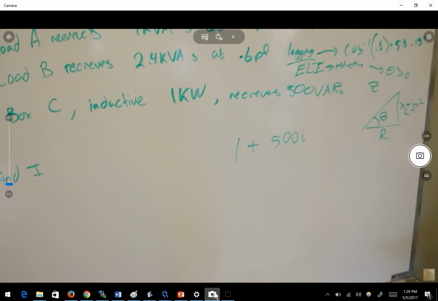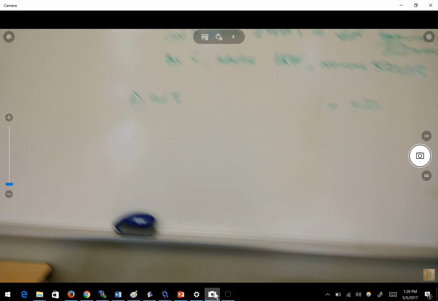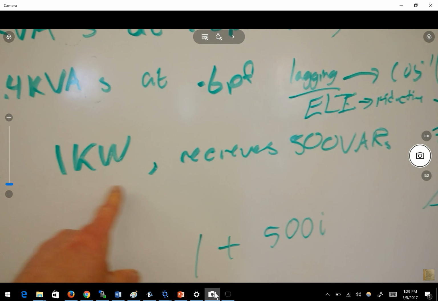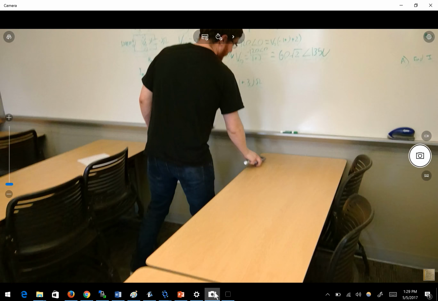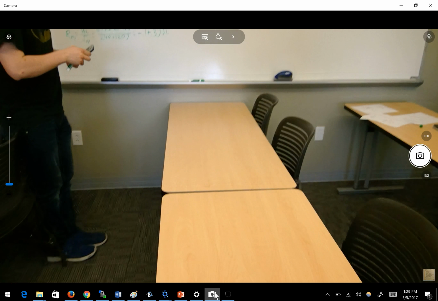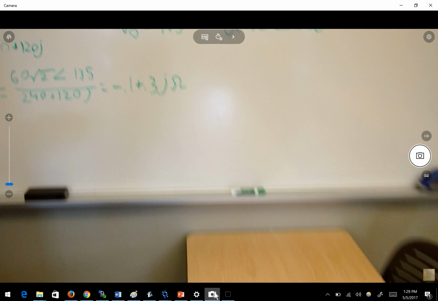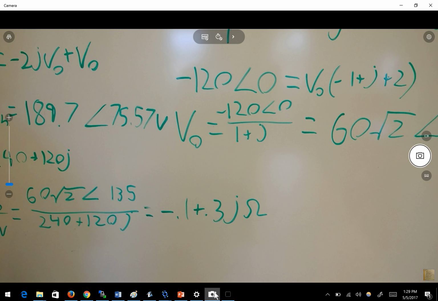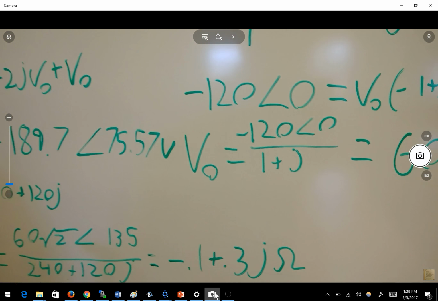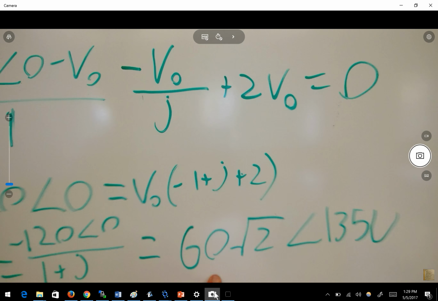Yeah, just find the angle of that. Actually, make sure that's 1,000. It's the units, right? So it's 2 times 2 is 4, and j times j is -1 and minus. So you got an R Thevenin or Z Thevenin? You got 60 root 2. That's your initial, that's your V Thevenin, right?